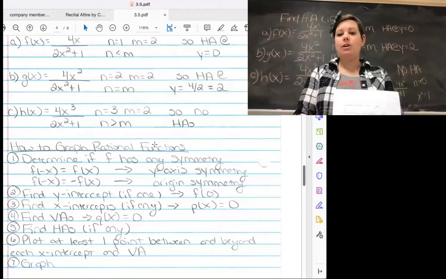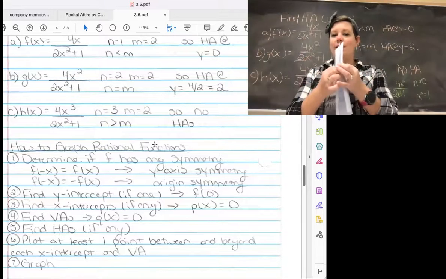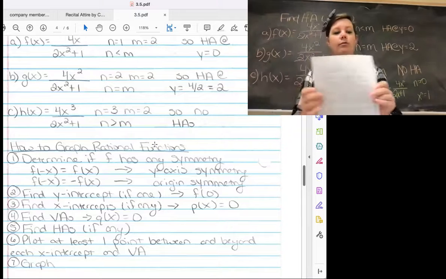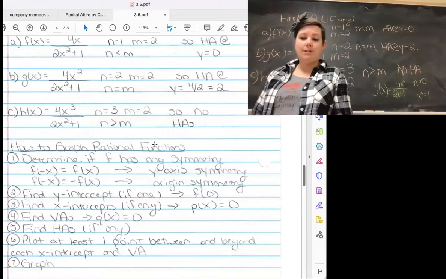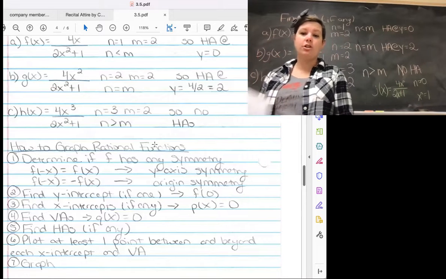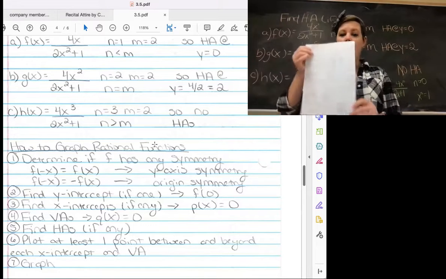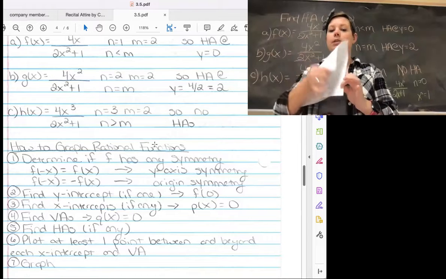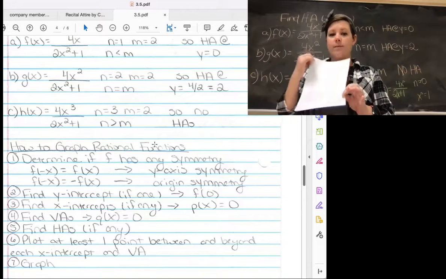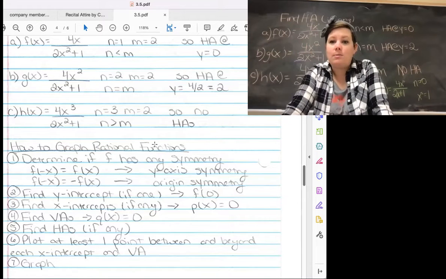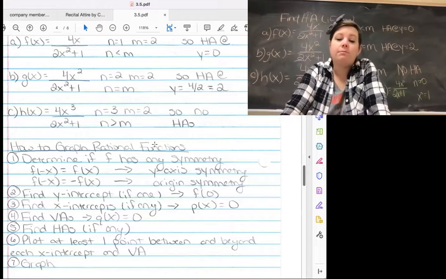That means that we could take our graph and fold it about the y-axis like this, and it would lay right on top of itself. If we plug in negative x into our function and we get negative of our original function, then that means we are symmetric about our origin, which means we would take our top corner and fold it down to our bottom, and it would lay right on top of each other that way. If that's not true for either of those, then that means we're not symmetric about the y-axis or our origin, and that can happen, and that's okay.